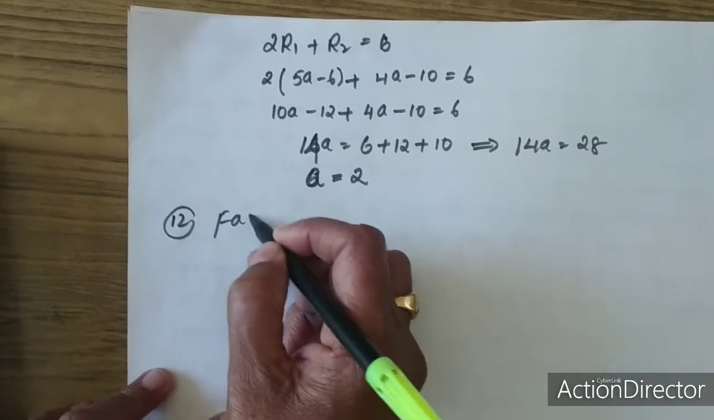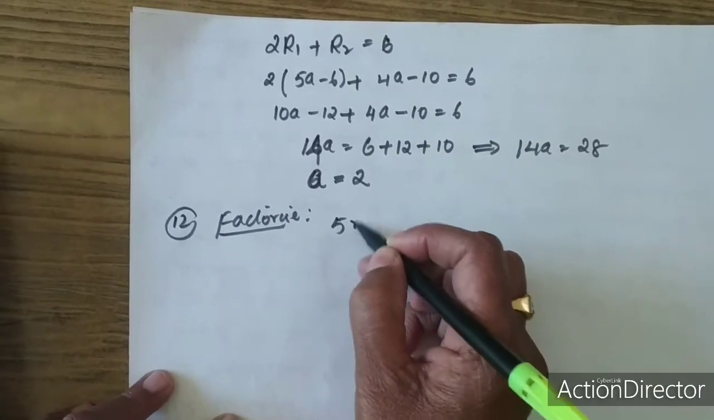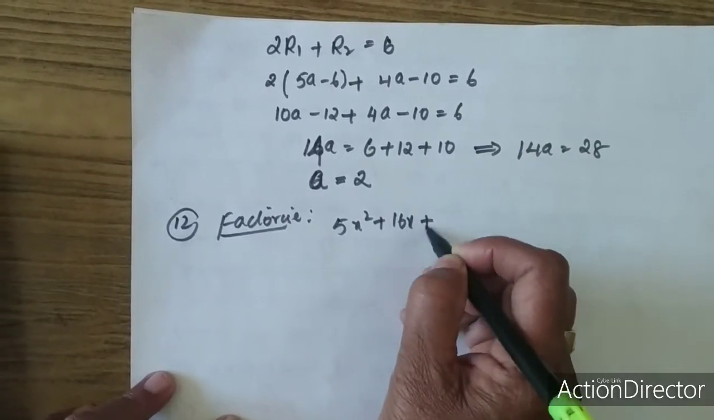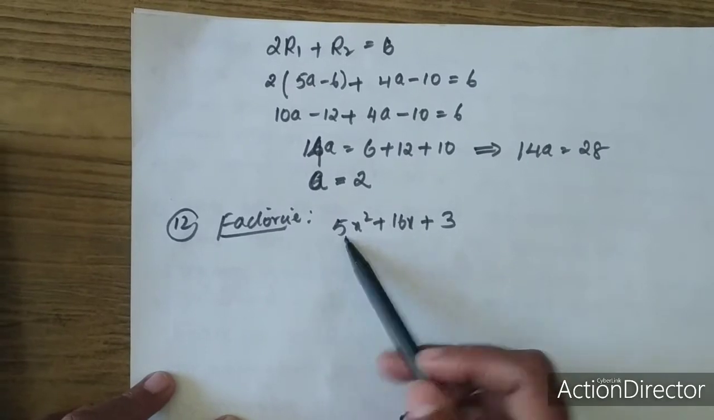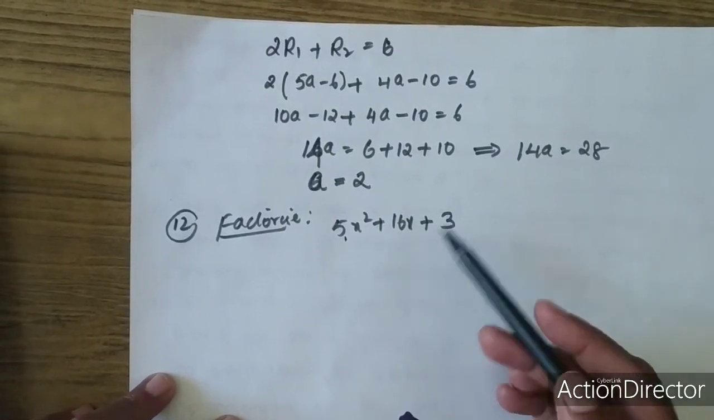Factorize. First one, 5x square plus 16x plus 3. Here we are able to see the first and the last term are not perfect squares. So we have to use the method of splitting the middle term.